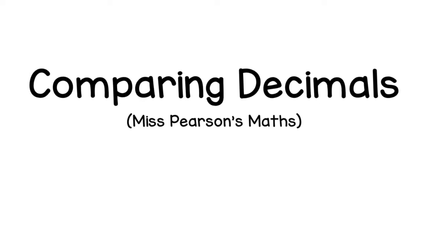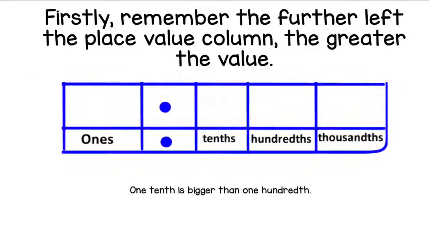So firstly, remember, the further left the place value column, the greater the value. So for example, 1/10 is bigger than 1/100th. To remember this, just think of a cake as we always do in maths. You'd rather have one slice of cake that had been split into 10 pieces rather than a slice of cake that had been in total split into 100 pieces.